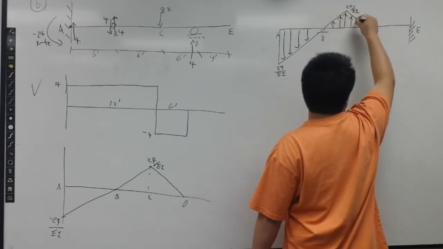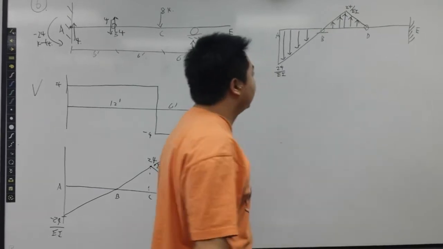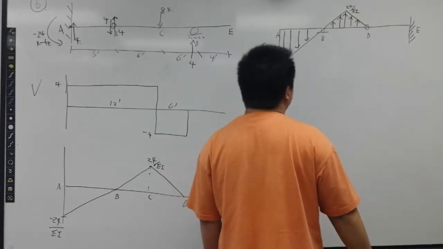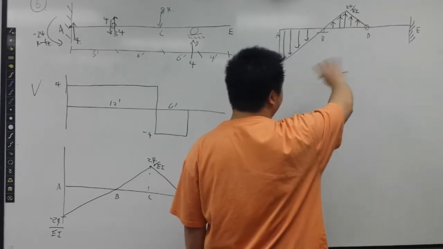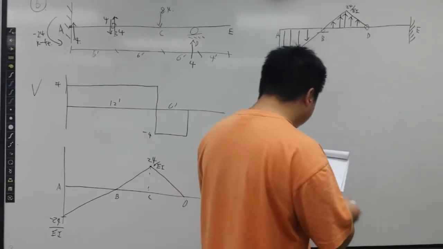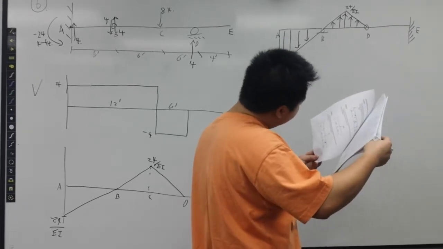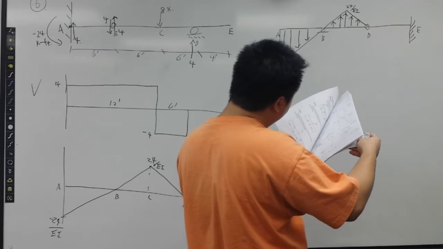So wherever there was a hinge, you convert it into a... read the book. Into a roller? Read the book. It tells you. So now, we convert everything. And the question asks to determine the slope on each side of the hinge.